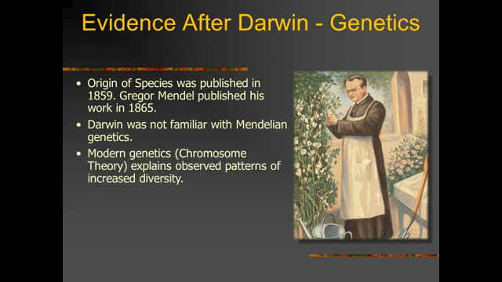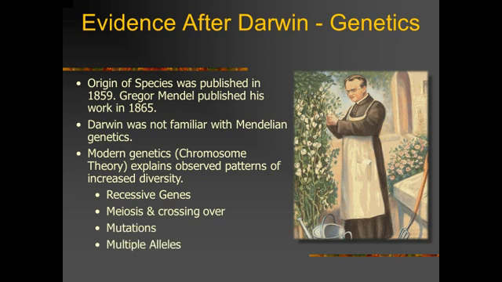Now, modern genetic theory explains how populations maintain genetic diversity, which, as you know, is needed for natural selection to act on. Remember, natural selection requires a population to have genetic variation. Ideas such as recessive genes, meiosis, crossing over, mutations, and multiple alleles all contribute to genetic variation in a population. So modern genetics supports evolution by natural selection.